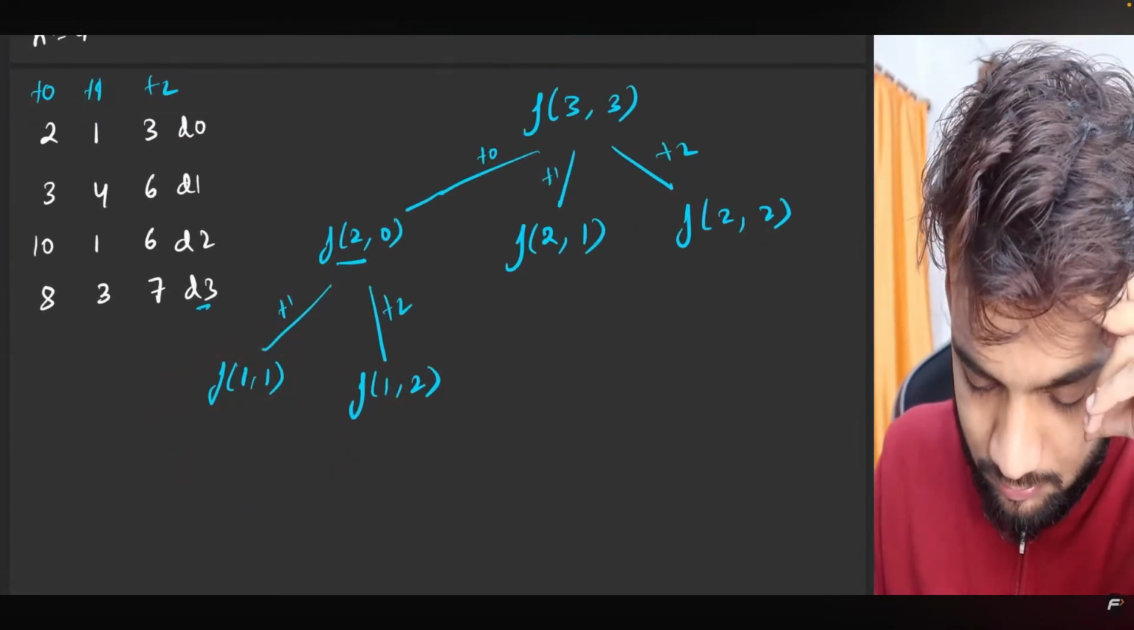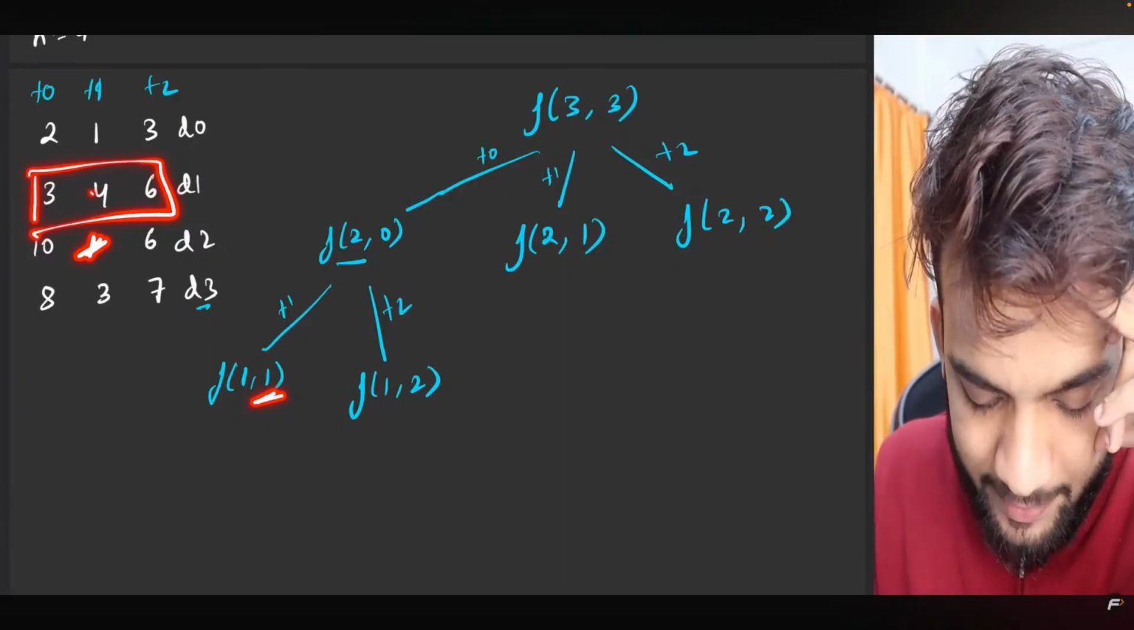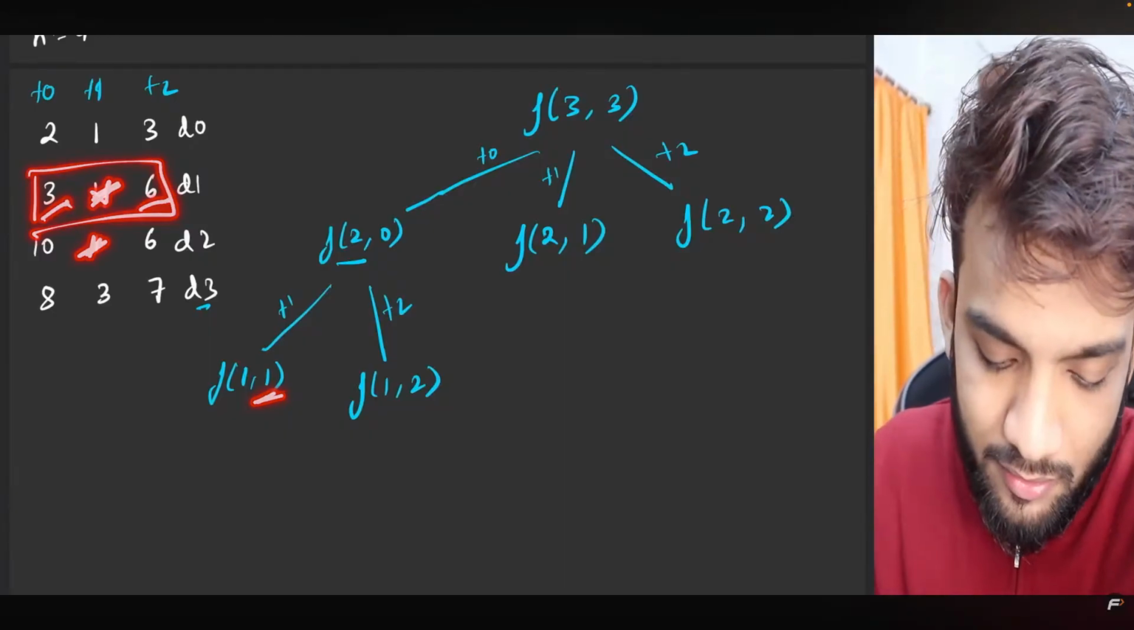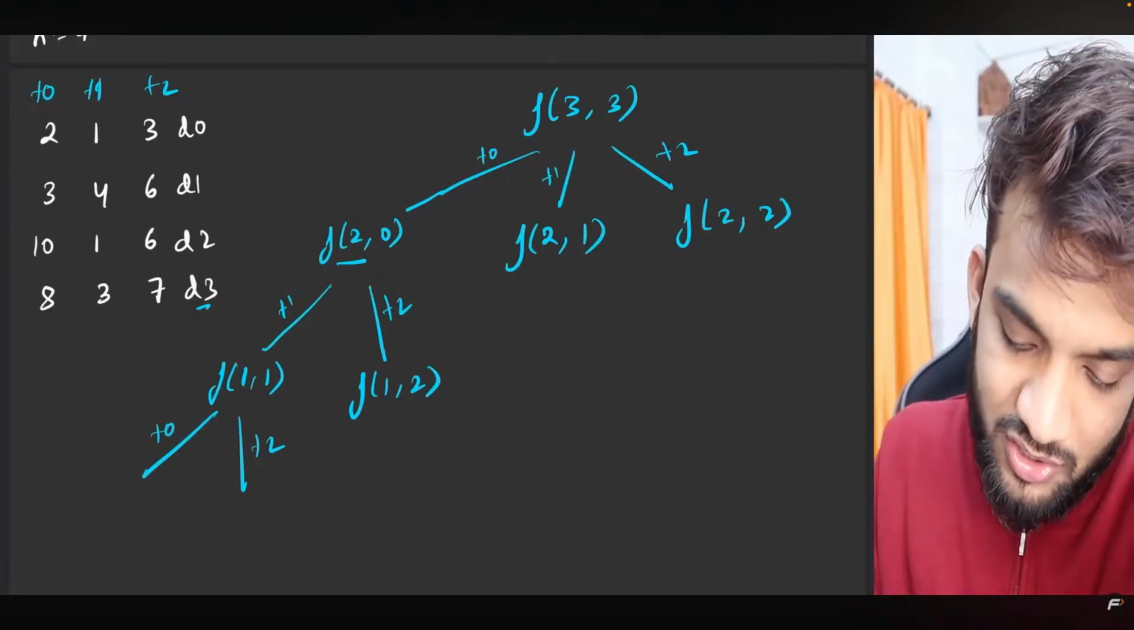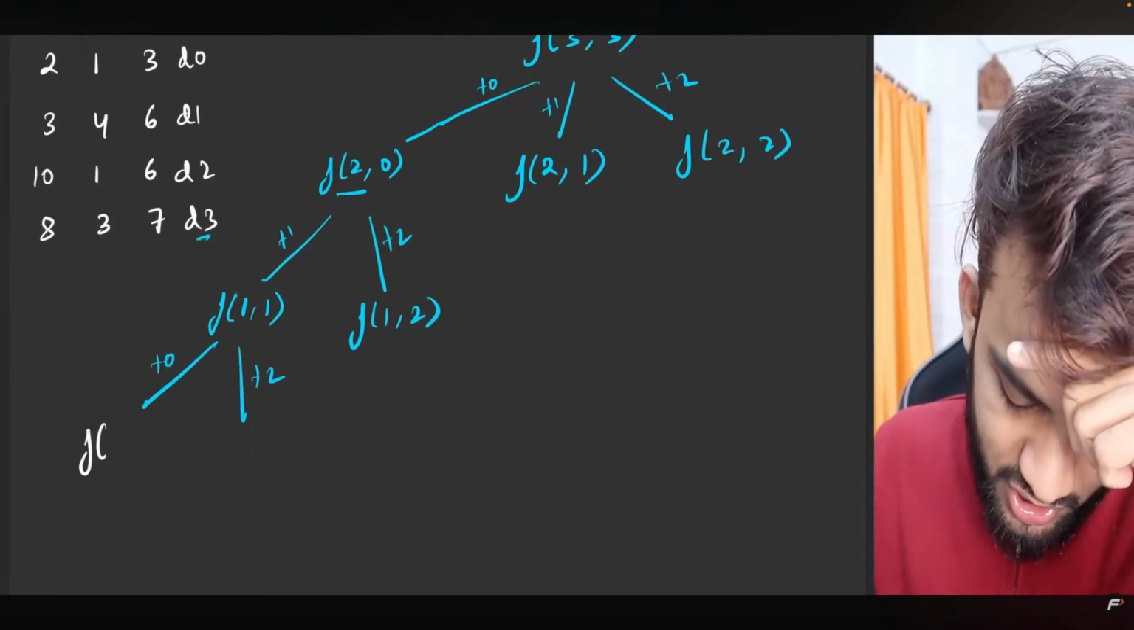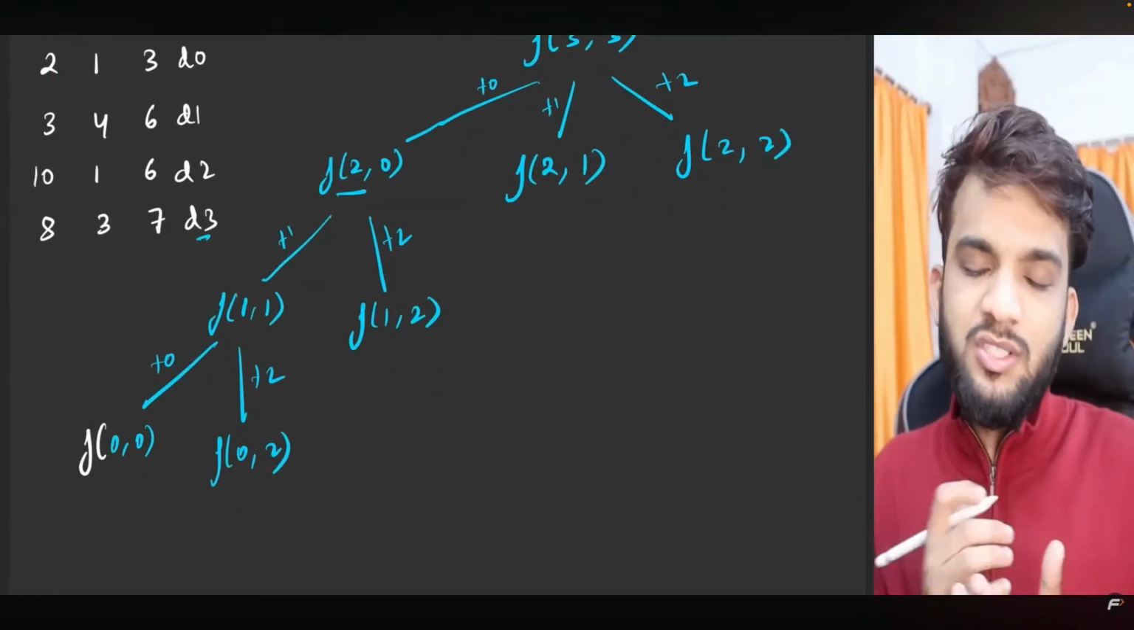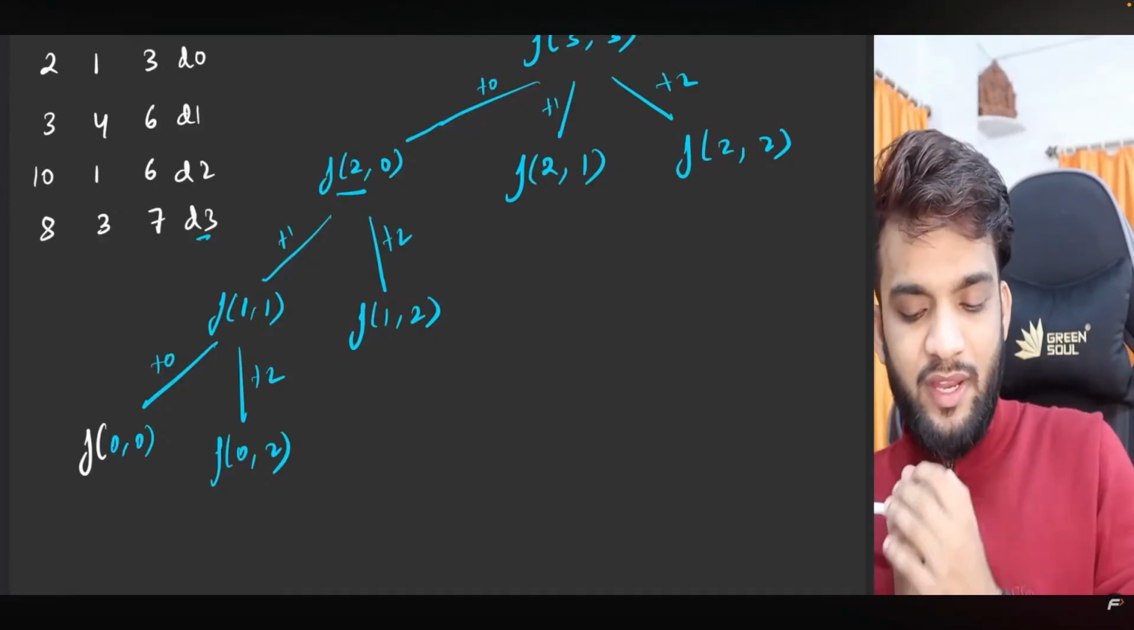When you're at f of 1, 1, you're saying task 1 has been performed, thereby you cannot perform task 1. So you can perform task 0 and task 2. If I perform task 0, I will go to 0 with task 0. I'll go to 0 with task 2. This is only what I can do. Okay, makes sense again.